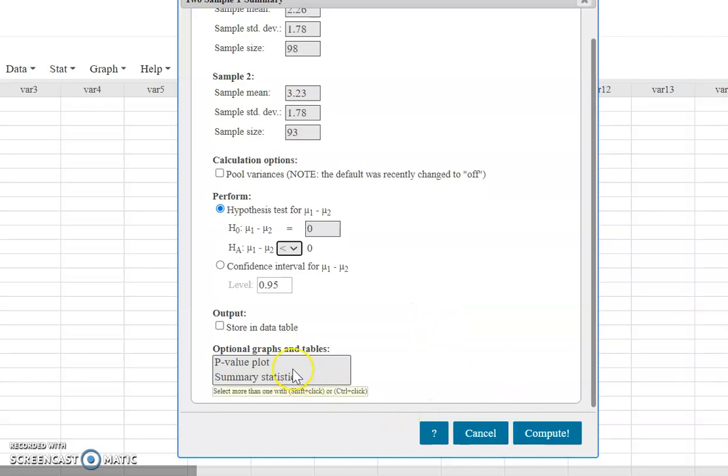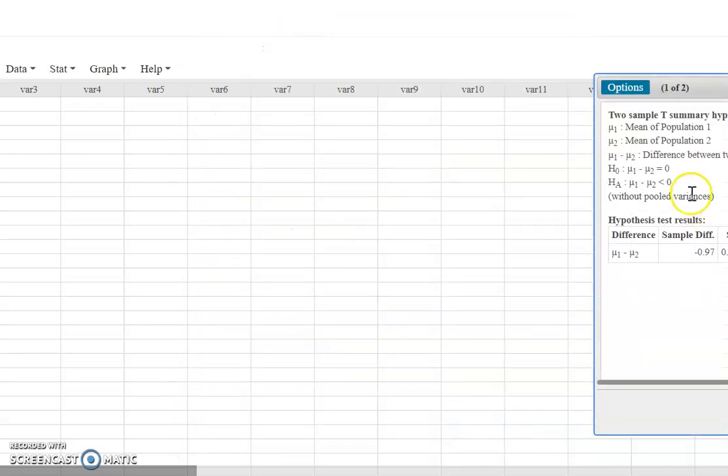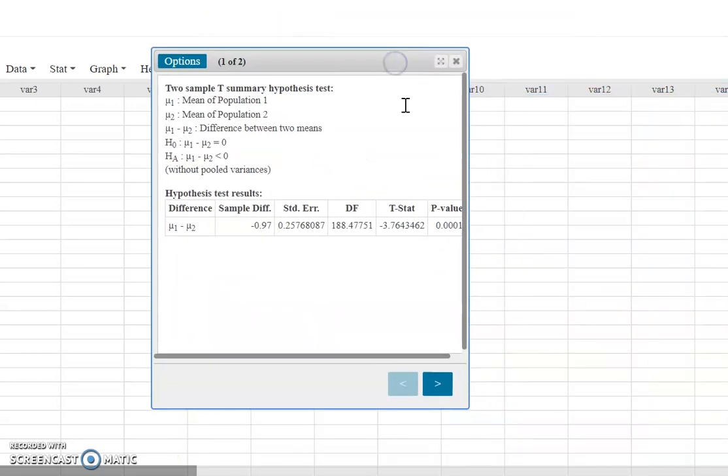One of the graphs I always like to look at is the p-value plot over here. So we're going to consider that. And we see that our test statistic over here is negative 3.764. So just looking at that test statistic, usually we have values between -2 and +2 that are considered usual or ordinary values, and anything less than -2, anything greater than +2 is kind of considered unusual.